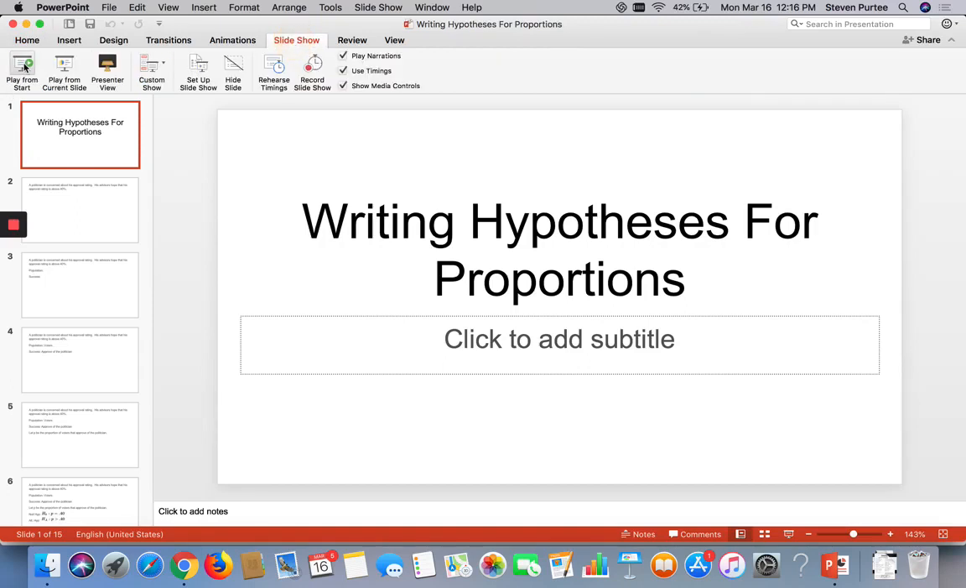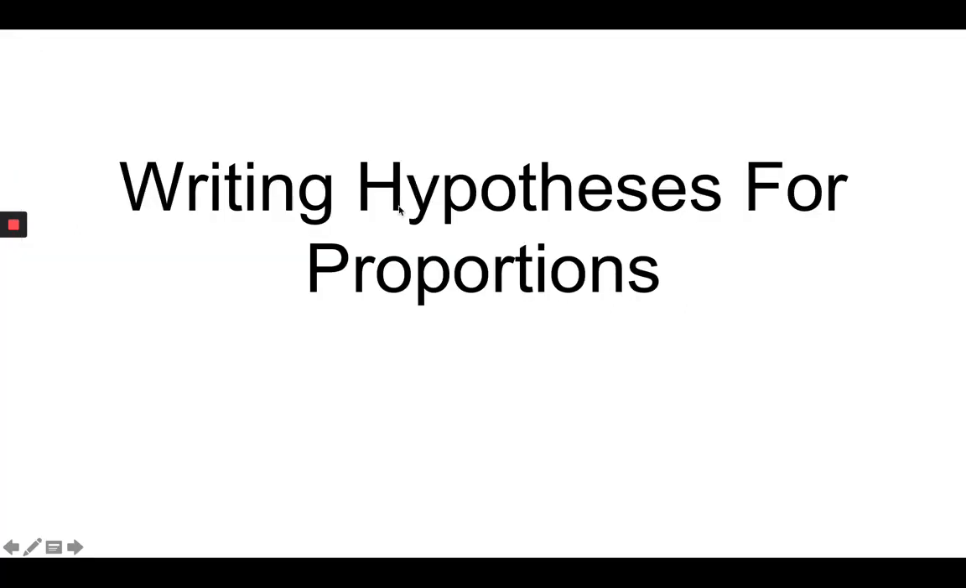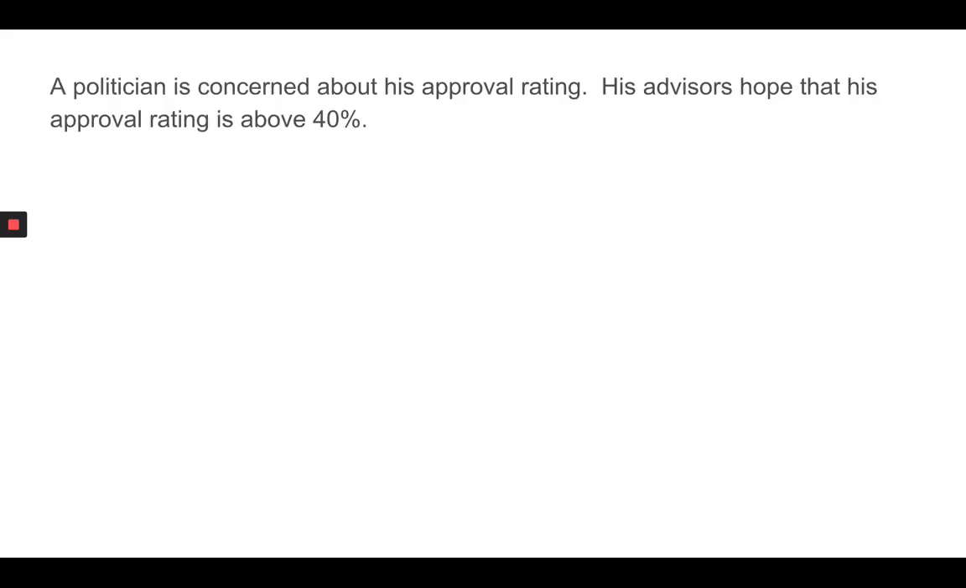Okay, here we're going to be practicing writing out hypotheses for our hypothesis tests. So we're not going to be doing a complete hypothesis test in any of these examples. We're just practicing writing down the hypotheses.